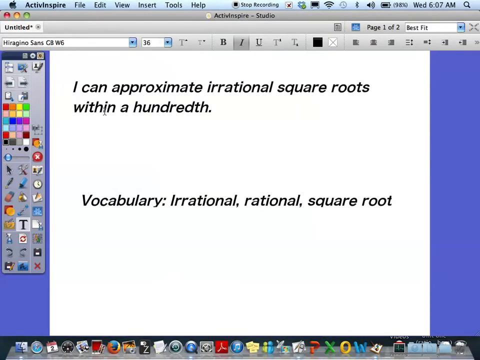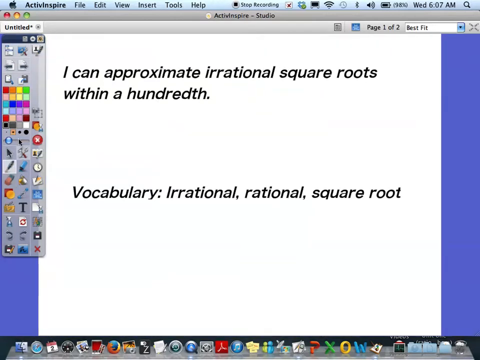The I can statement: I can approximate irrational square roots within 100th. I just want to go over this I can statement with you, and this is just a reminder, this is video A for 8th grade, Unit 1, Lesson 6. So I can approximate. What does this word approximate mean?